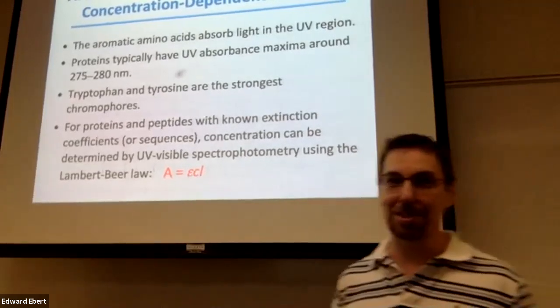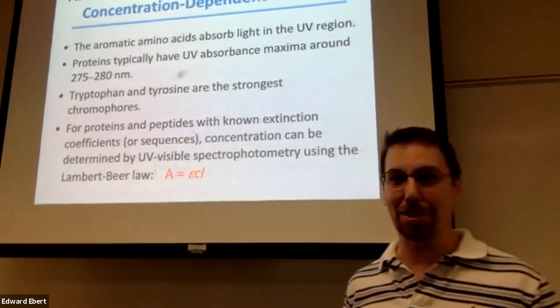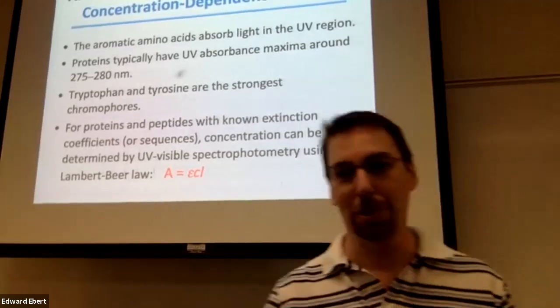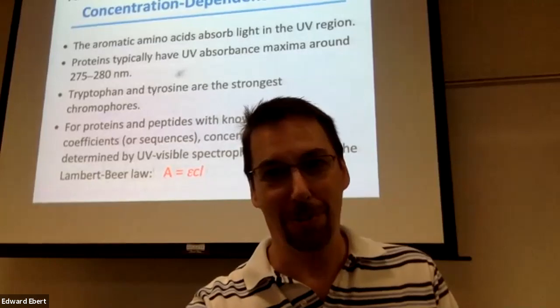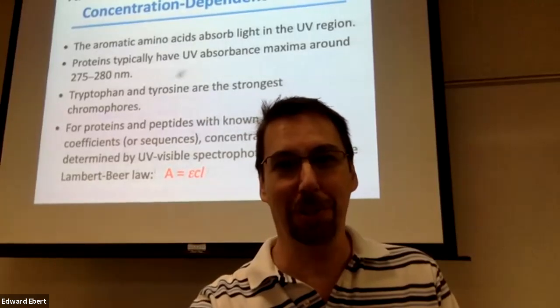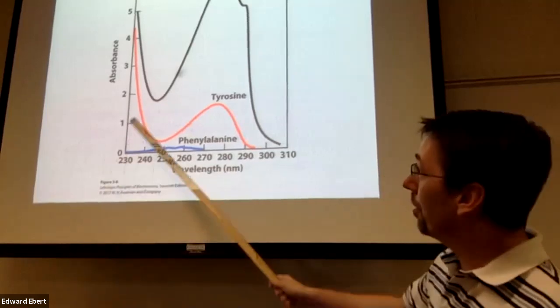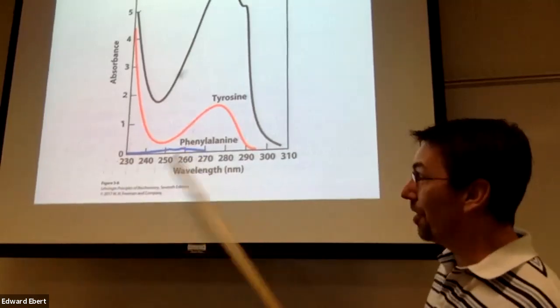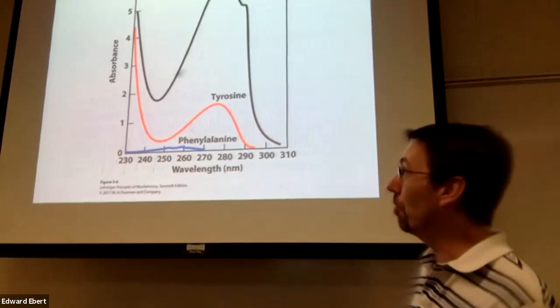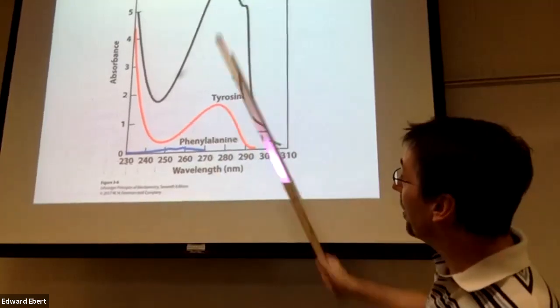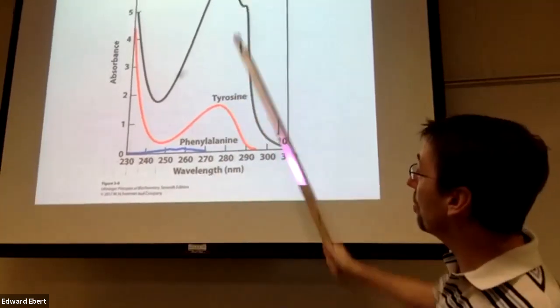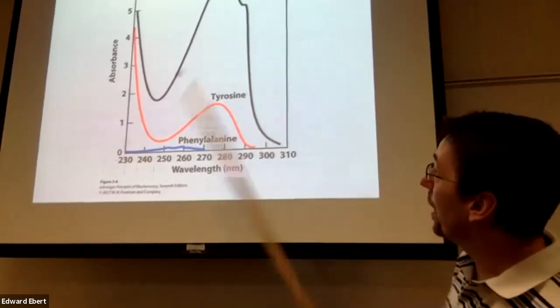Our epsilon is just this kind of fudge factor, the extinction coefficient for each individual protein, whatever you're putting in there. But anyway, if we alter our wavelength, we can see our absorption here. See, phenylalanine is not a very good chromophore, but tyrosine and tryptophan have these nice, very distinguishable peaks somewhere around 280.